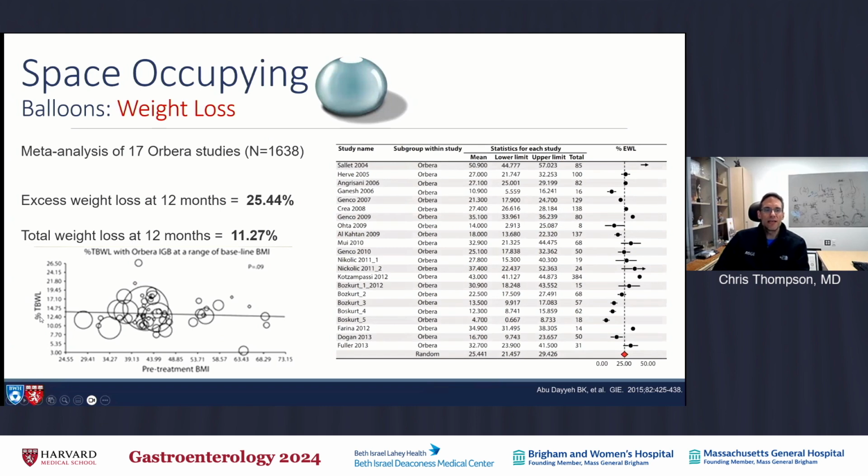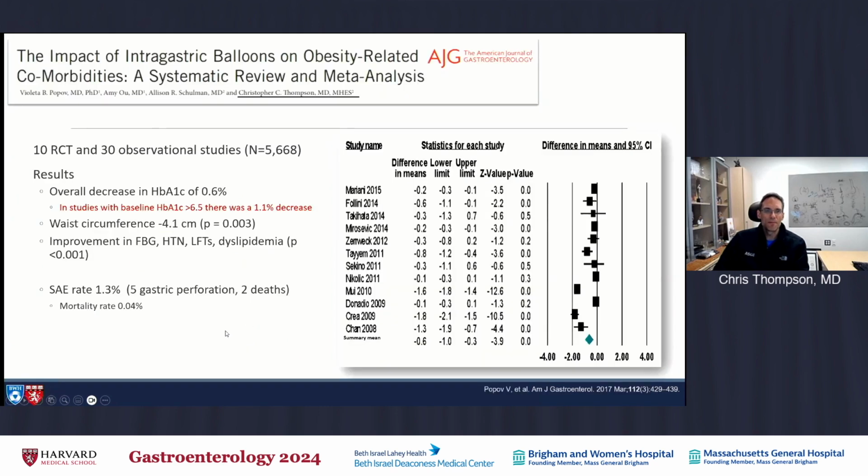And what was interesting is that percent total weight loss was consistent across all BMI categories. So down on the x-axis here, you have BMI starting down here at 24.55. In South America, they sometimes go pretty low, all the way up to 73, and they still lose about 12% total weight loss across the board.